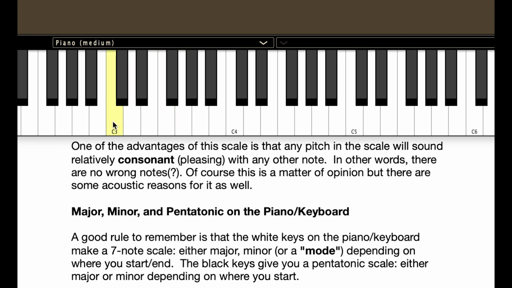We talked about how the white keys of the piano, there's 7 of them, and you can play the major or the minor scale using those. With the black keys, if you use only the black keys, you can play the pentatonic scale. It's just those 5 notes. So you can play the pentatonic scale that way.